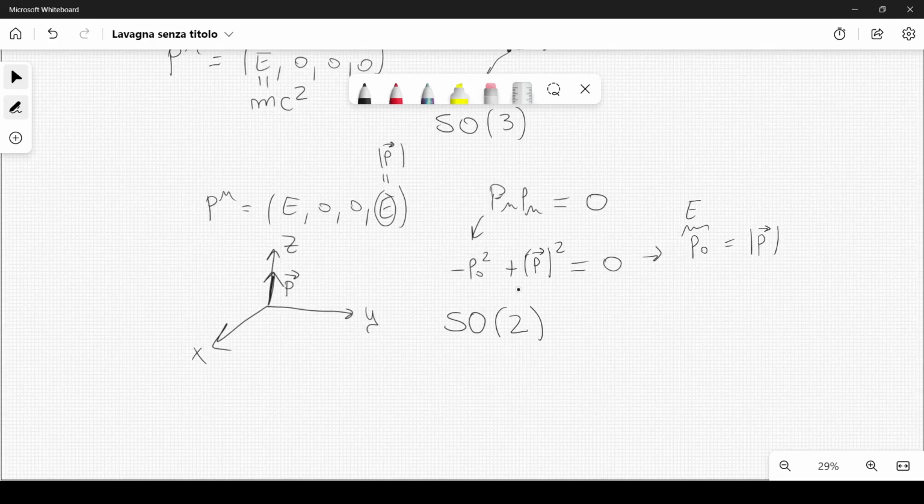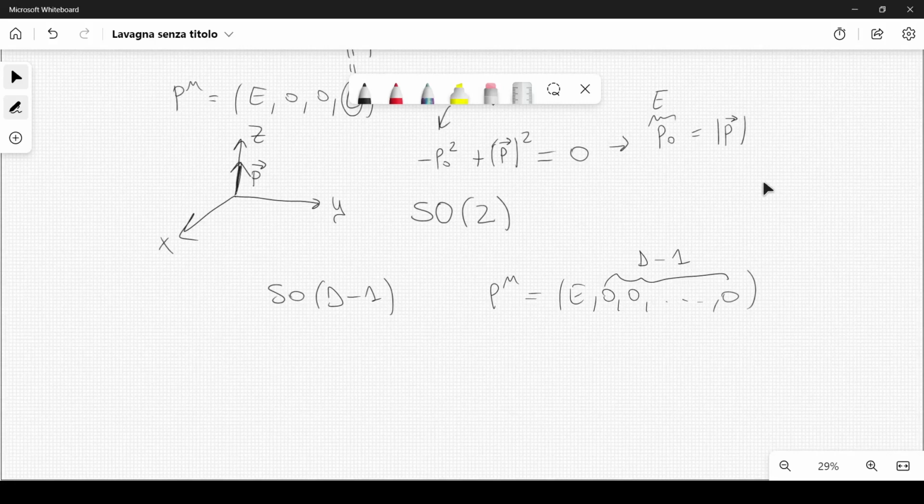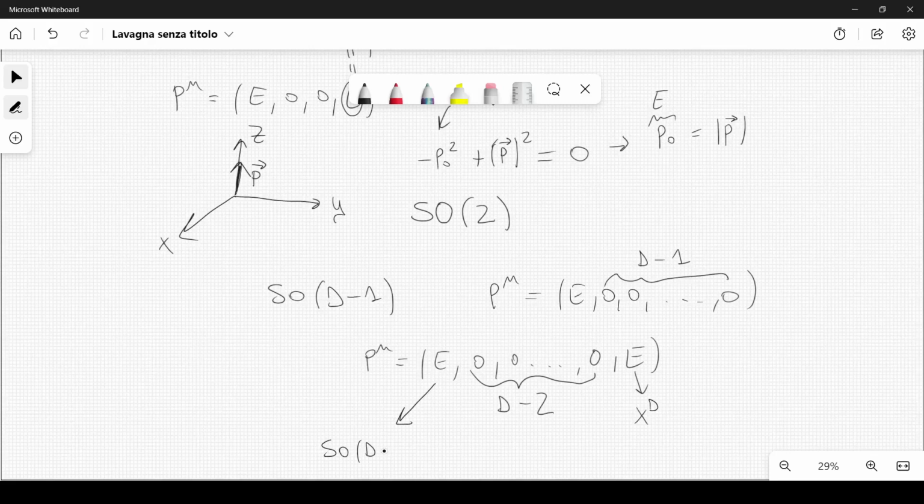It's very important because now we can try to generalize it to d dimensions. In d dimensions, the symmetries of the massive particle are described by SO(d-1) because we can choose a rest frame where p^μ is equal to (E, 0, 0, ..., 0), and these are d-1 zeros, whereas for the massless particle, we have p^μ equal to (E, 0, 0, ..., 0, E), where the zeros here are d-2. So here I'm assuming that momentum is directed along the last axis, the d coordinate, along the axis of x_d.